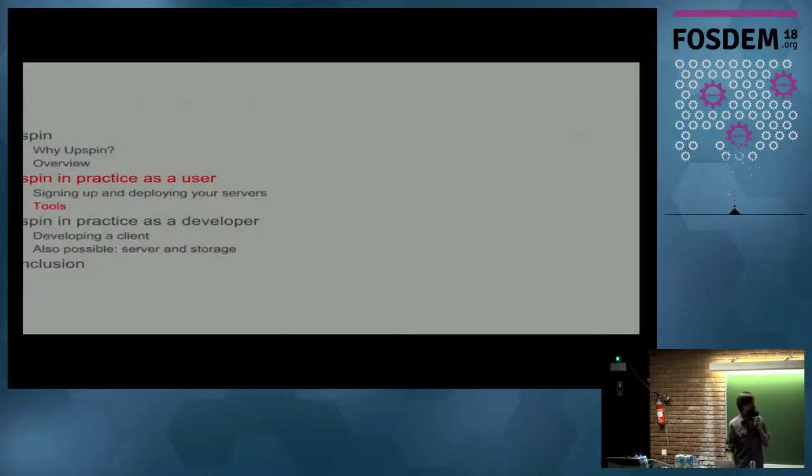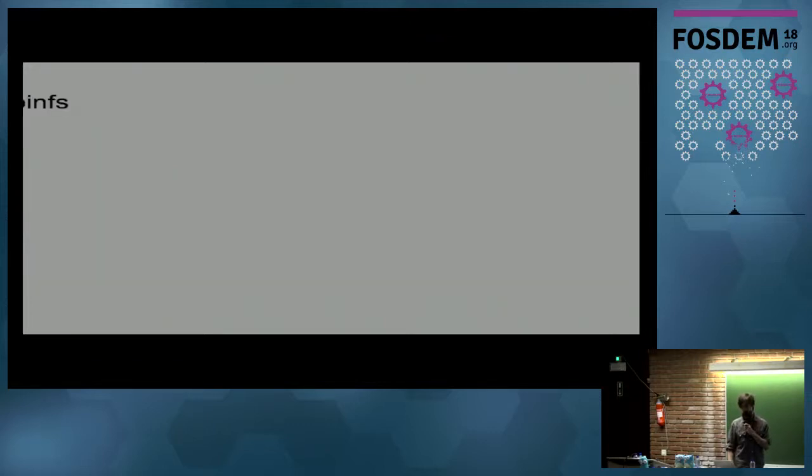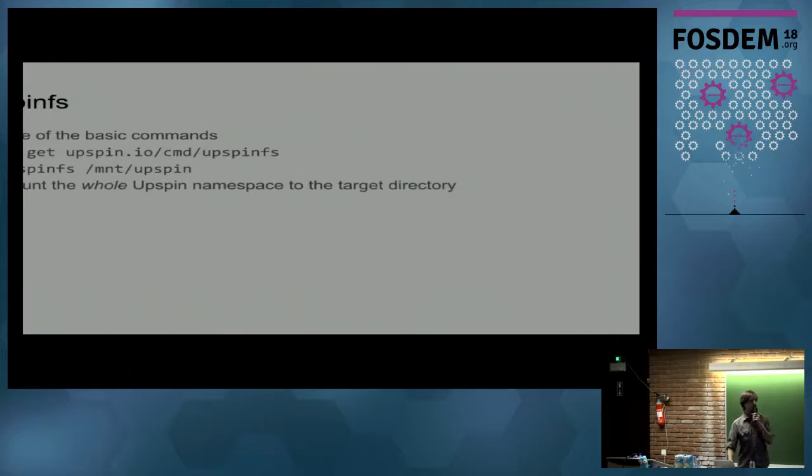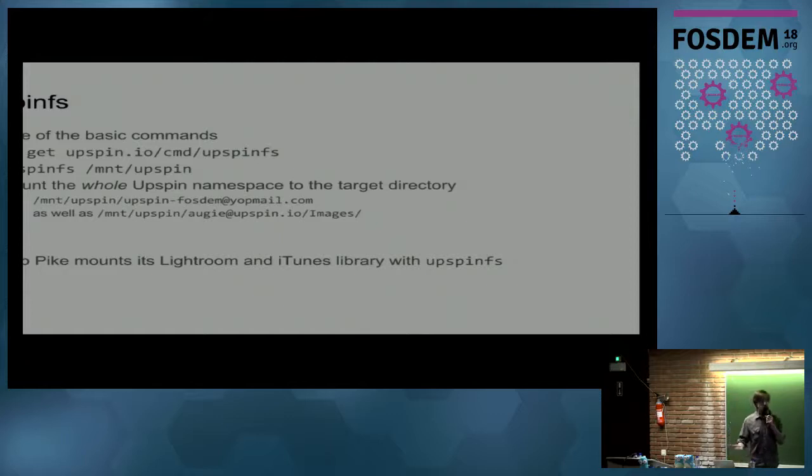Now, some of the tools that you can use straight away. The most common is UpspinFS. You can just install it like all the other tools, and it mounts a folder on your machine. From this you can access your own files, but you can also access anybody's files. For example, Rob Pike says he mounts his Lightroom and iTunes library with UpspinFS, and the goal is to mount your whole home directory.